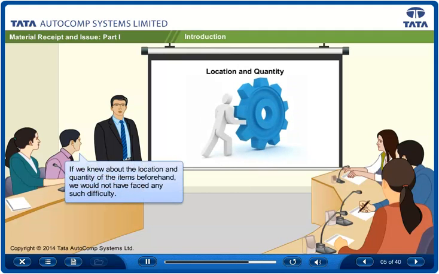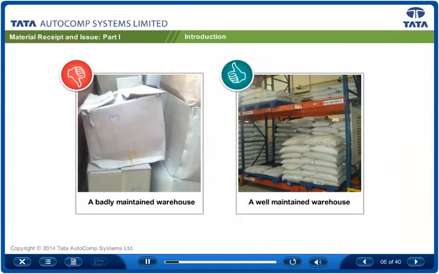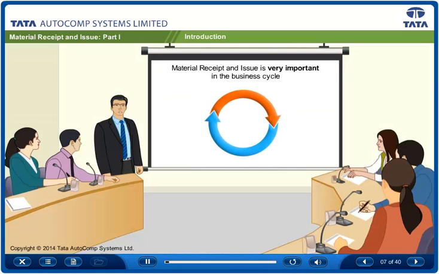Yes, sir. If we knew about the location and quantity of the items beforehand, we would not have faced any such difficulty. Have a look at these warehouses. A well-maintained warehouse is always beneficial to both the organization and its employees. So, the process of material receipt and issue is very important in the business cycle. Let's study about this in detail.